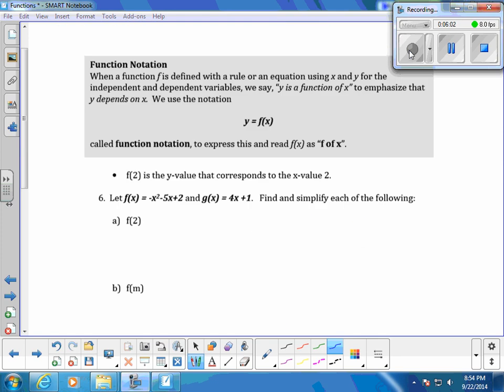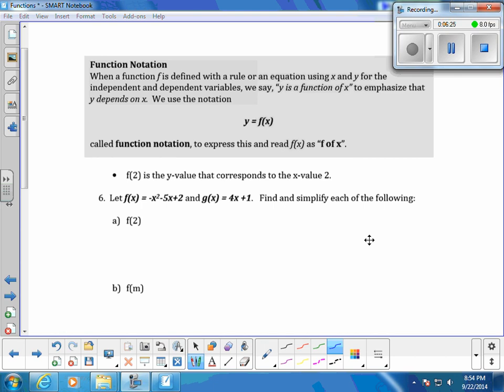Function notation basically just says y is a function of x, and this emphasizes that y depends on x. So we use this function notation and we read this as f of x. F of 2 is the y value that corresponds to the x value of 2. Let's see this in action to help you understand this a little better.